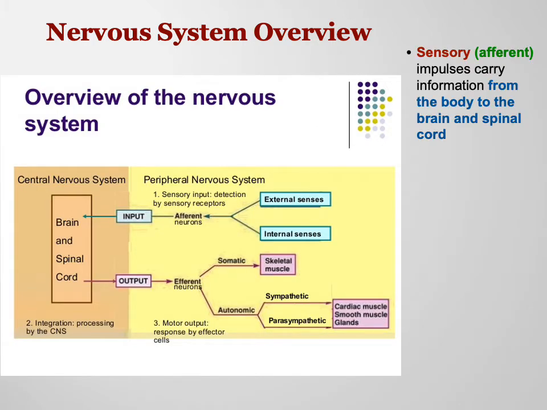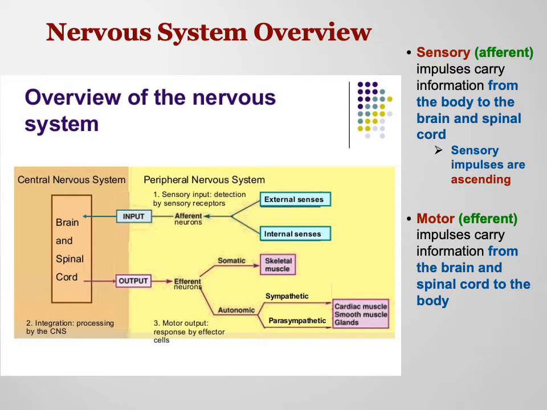So sensory, afferent, remember, those impulses carry information from the body to the brain and the spinal cord. So they carry information from the periphery to the central nervous system, all right? That's sensory. Sensory impulses are ascending because, remember, they have to go up the spinal cord to the brain. Motor or efferent impulses carry information from the brain and spinal cord out to the body. So remember, those are descending because those are going down the spinal cord and out to the body, all right?